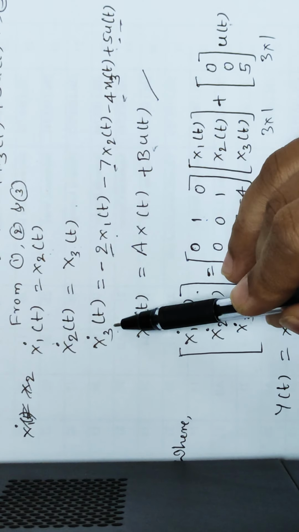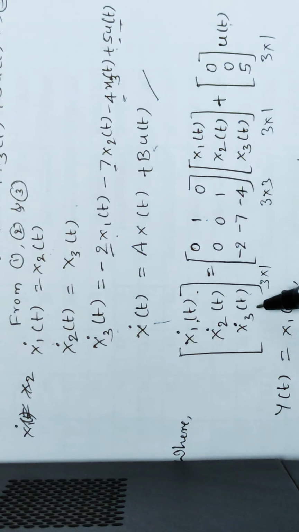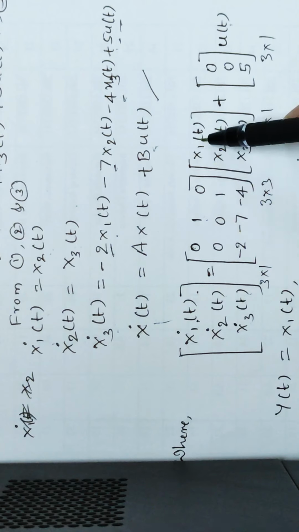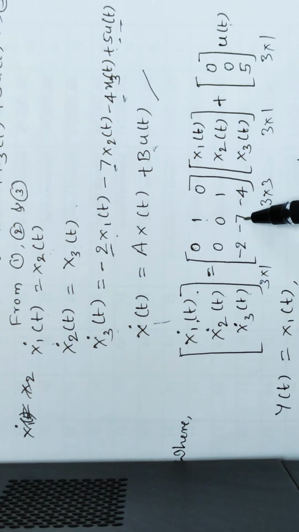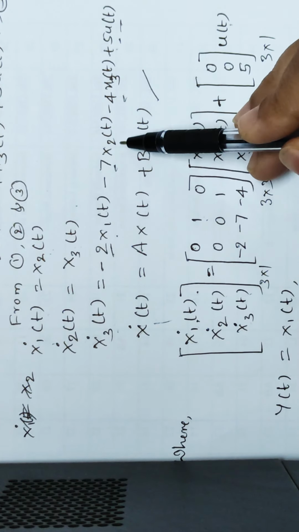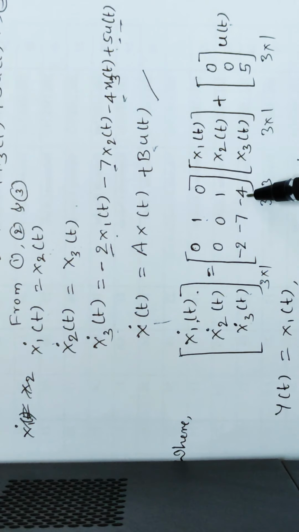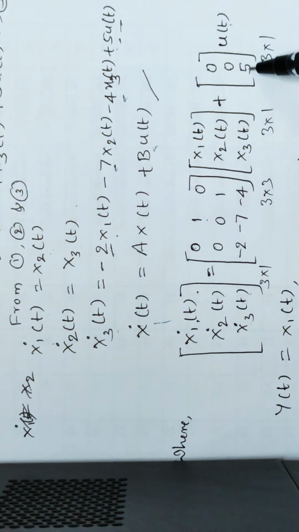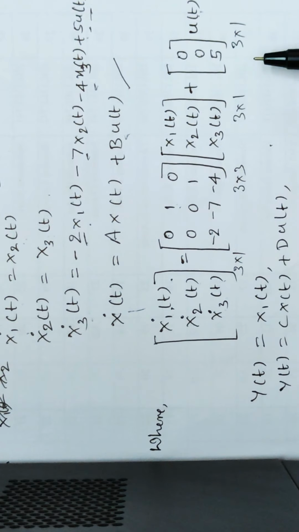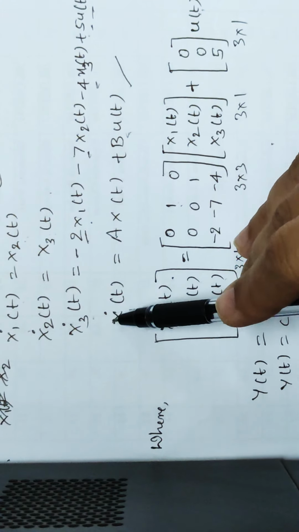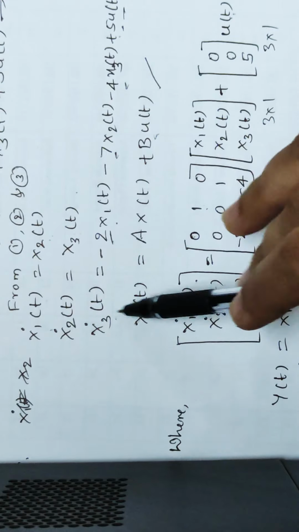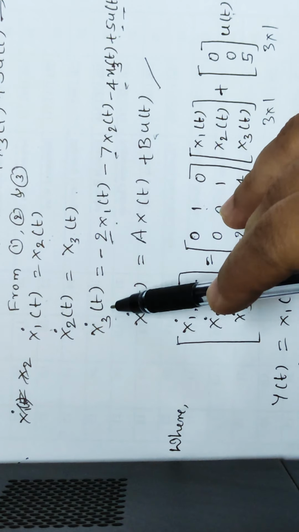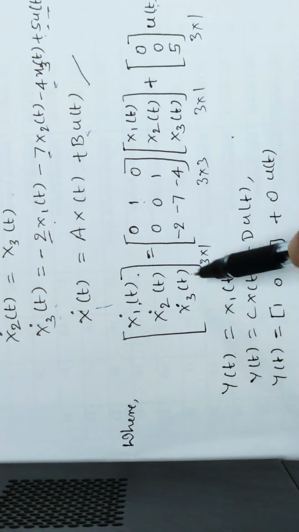Next, x3 dot is equal to minus 2x1, next minus 7x2, next minus 4x3 plus 5u of t, right. These are the state equations, 3 variables, 3 state equations, in matrix form.